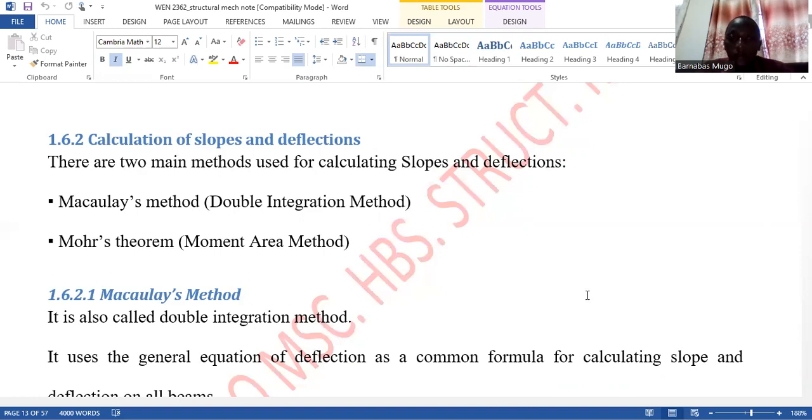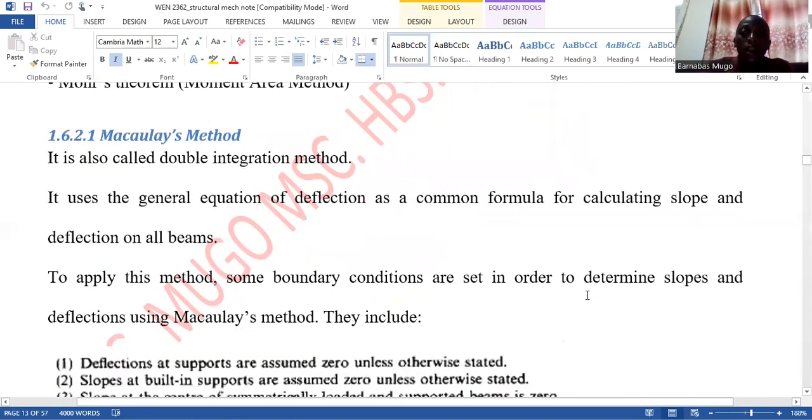There are two methods that we can use to calculate the slope and deflection of any objects or the deflection of a beam. One of them is called Macaulay's method. It is also called the double integration method. The other one is called the Moment-Area Theorem method, or the moment area methods. We are going to look at each one of the cases and determine how you can use it in its computation.